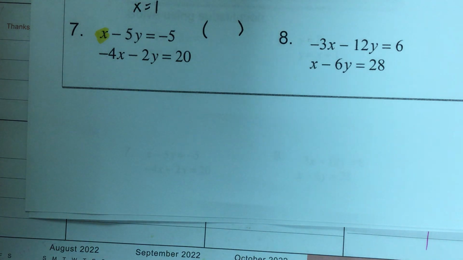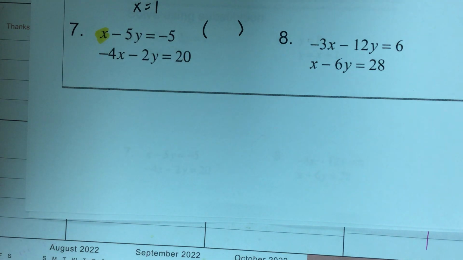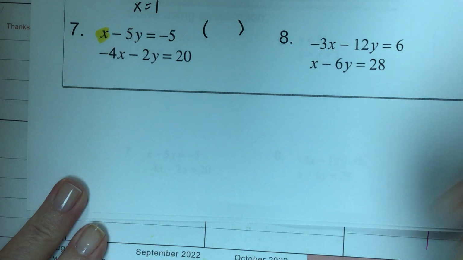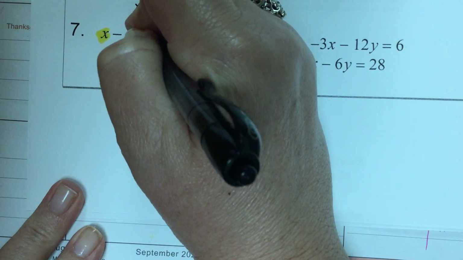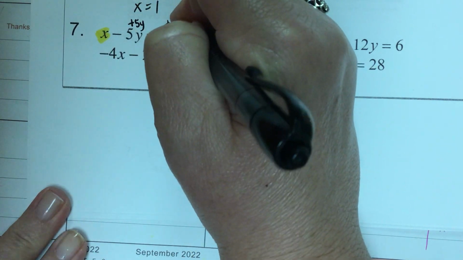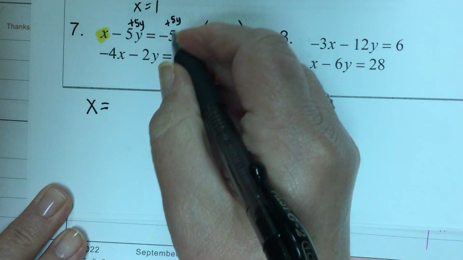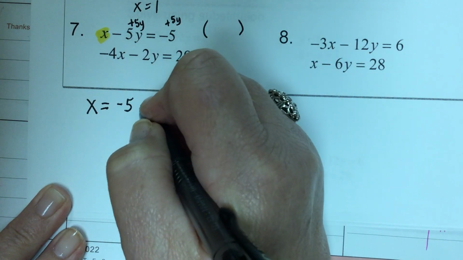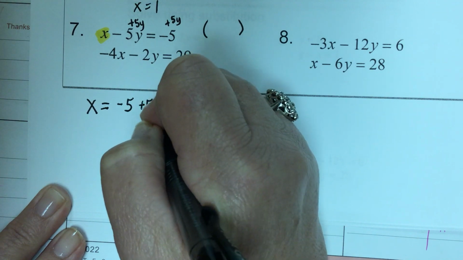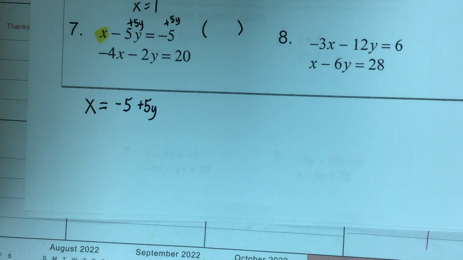What do I do to get x alone? How do I get rid of -5y? I add 5y to get x alone, or to isolate it. So x will equal -5 plus 5y, or 5y minus 5, whichever way you want to write it. And that was step 2.